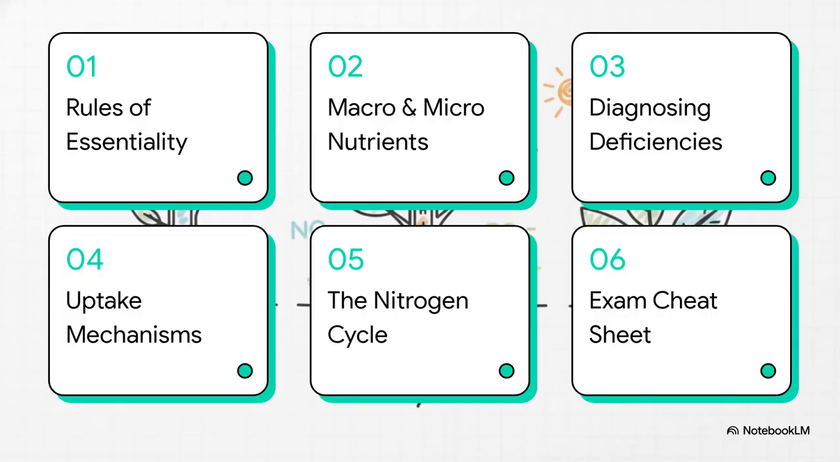Okay, let's dive into this. Here's our agenda for today. Section 1 covers the rules of essentiality, Section 2 is macro and micronutrients, and Section 3 is diagnosing deficiencies. Then Section 4 tackles uptake mechanisms. Section 5 breaks down the nitrogen cycle, and we'll wrap it all up with Section 6, the exam cheat sheet.